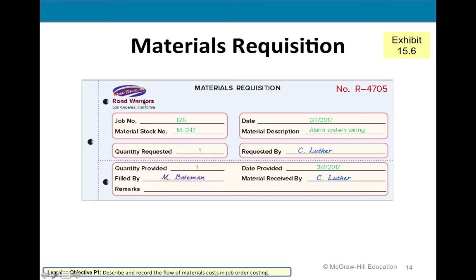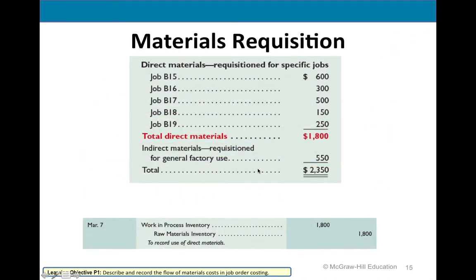Okay, there's the company, Road Warriors. What was the job? Material description. Who requested it? What date? And we see here, with all the jobs, requisition, direct material. Remember, direct materials again. If you notice, it's moving. It's going from materials to work in process. We're going to credit raw materials to decrease it, and debit work in process. Work in process is being increased, raw materials being decreased.